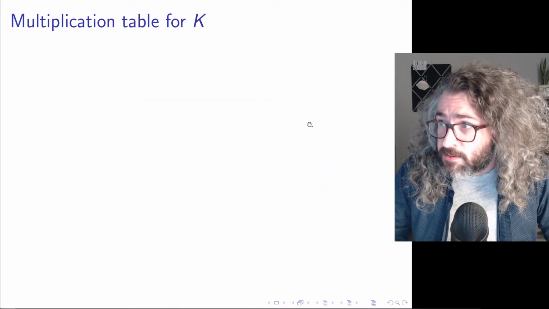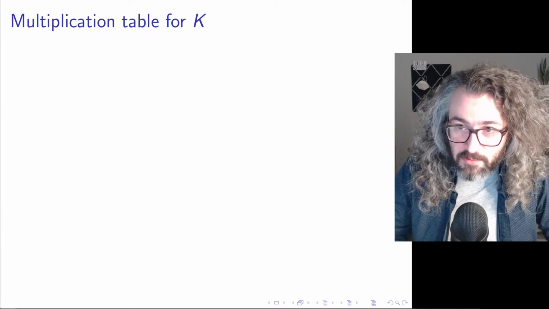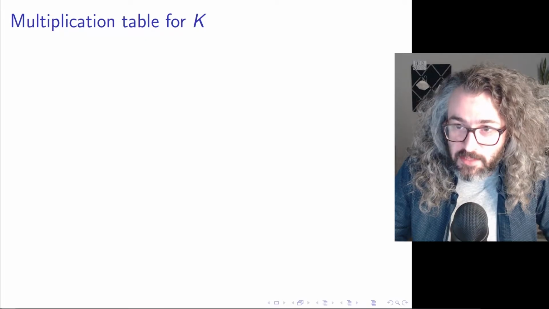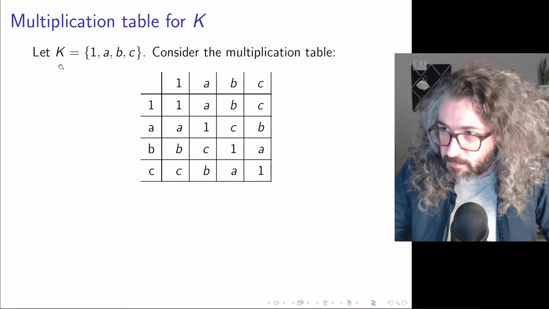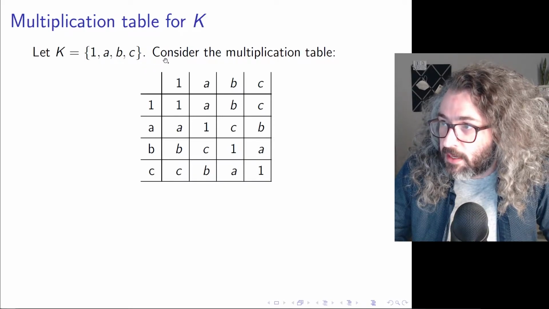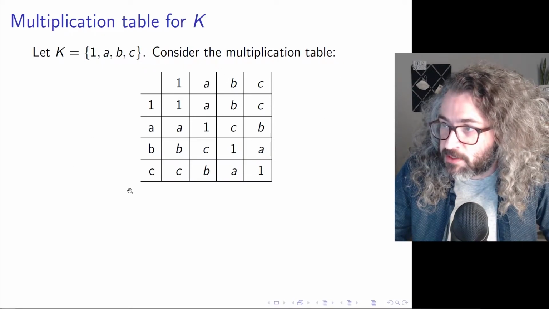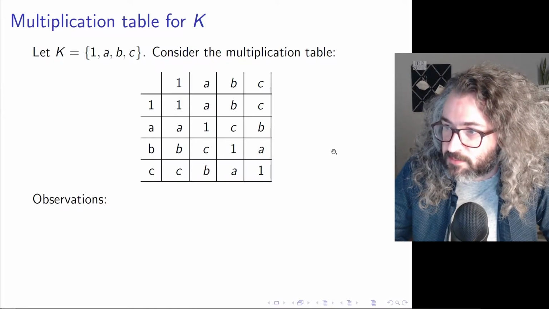All right, on to the Klein group. So whenever you're defining a group, probably the most direct way to do that is just say what the multiplication table looks like. So let K be this 4-element set. It contains 1, A, B, and C. And consider this multiplication table. So here are a few observations about this table.